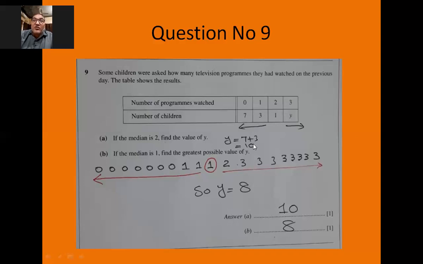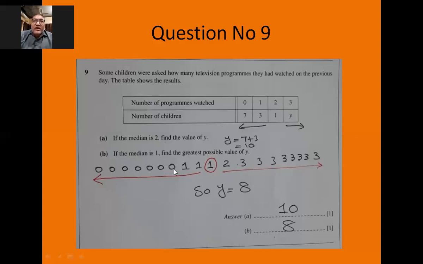This is purely conceptual. The B part, he says, if the median is 1, find the greatest possible value of Y. If the median is 1, so I will write 0. I have written it 1, 2, 3, 4, 5, 6, 7 times. 1, I have written 3 times. 2, I have written 1 time. 3, we don't know how many times.